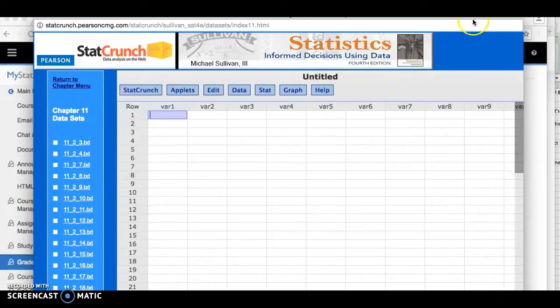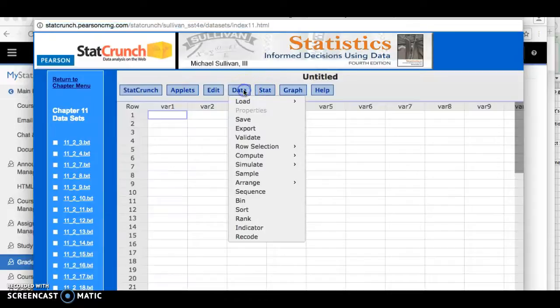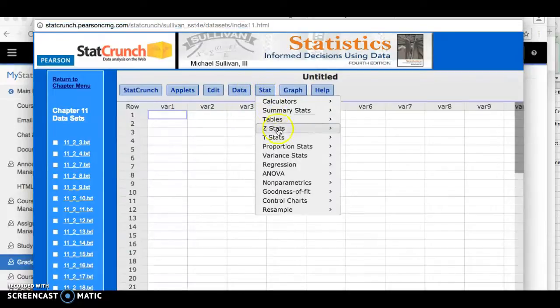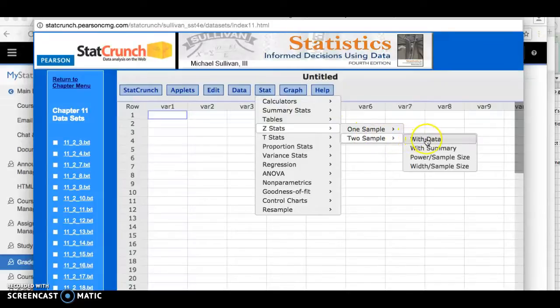As you can see here in StatCrunch, we have the ability to check either through data or through stats, and we want to do a stat. Because we're going to do a z-stat, I believe, in this one, we want to do 2 samples, and we have not data, but summary.